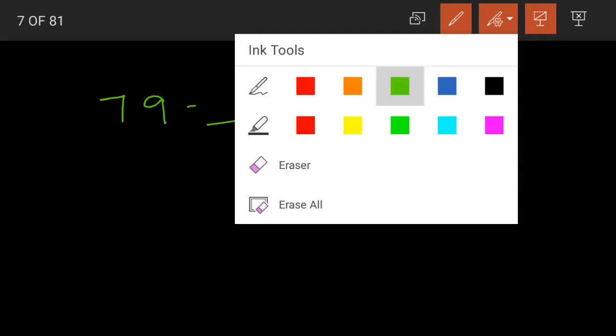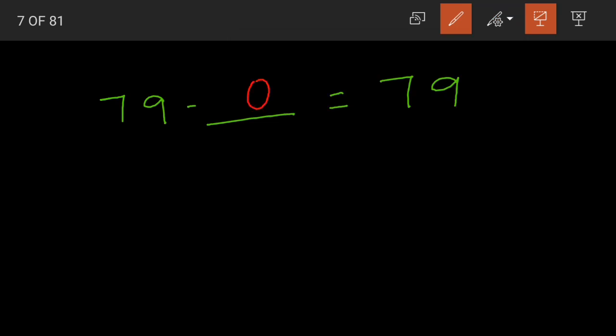I'll ask you some questions. Let us see if you get the right answer. Now 79 minus dash is equal to 79. What is the correct answer children? 0, right? When we subtract 0 from 79, the answer will be 79 itself.